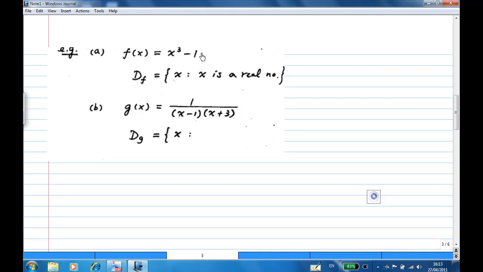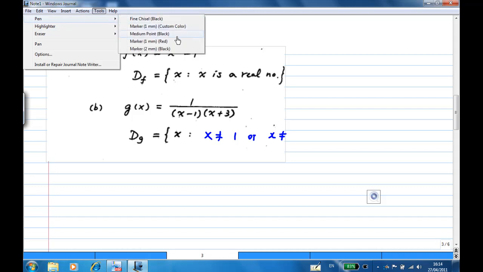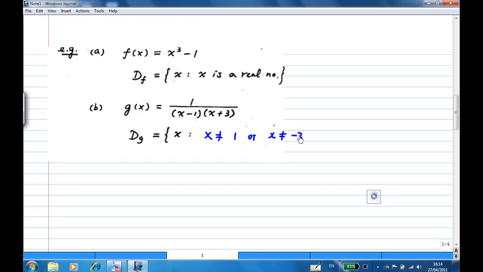g of x equals 1 over (x minus 1) times (x plus 3). Then the domain of g, or the natural domain of g, D sub g, will be all the numbers x such that x is not equal to 1 and x is not equal to minus 3. Why is this so? This is because we can put in any value of x and it makes sense, provided the denominator is not equal to 0.